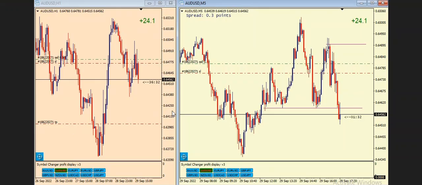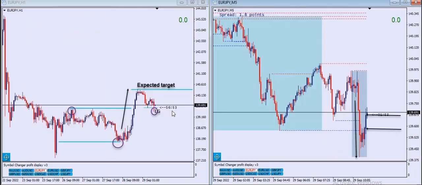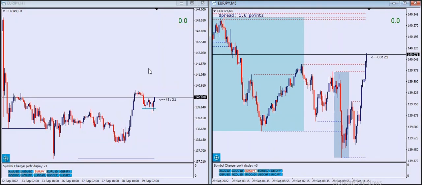TP1 was smashed here, but it didn't get to my TP2. Yes, this is Euro JPY. As you can see, in the London session, we have seen the liquidity grab here, and the candle that grabbed liquidity has closed, and we have a movement here and an engulfing pattern after taking out this low during the London session, and that was the entry. Then the target will be here, taking out this high, and that was it.